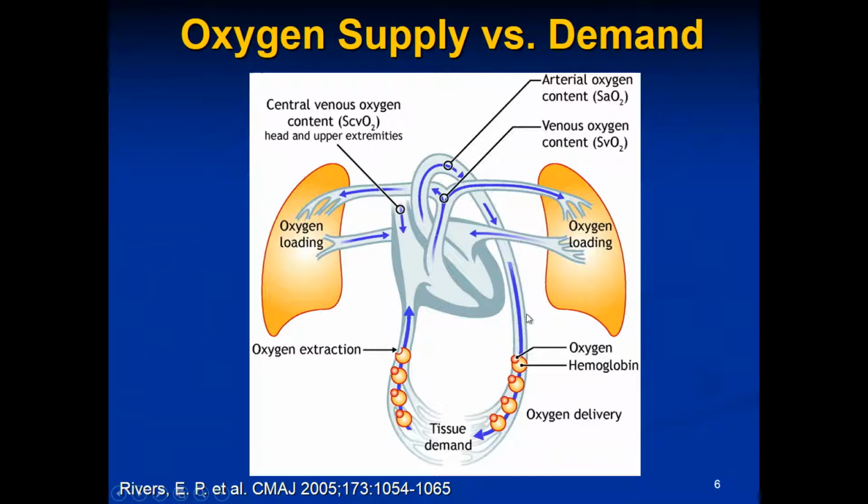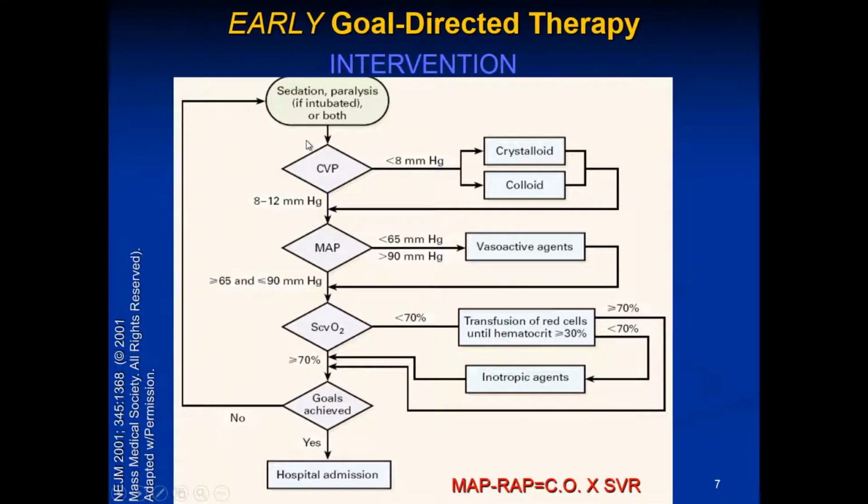So if oxygen delivery is not adequate to meet the tissue demand, then the central venous sat may be less than 70, and that's what was monitored in these trials. And I want to take you through this intervention that was early goal-directed therapy. Again, that was how many people managed sepsis, at least the top part of this algorithm. And the top part of this algorithm is what many people, I think, still adhere to and are thinking about very carefully.